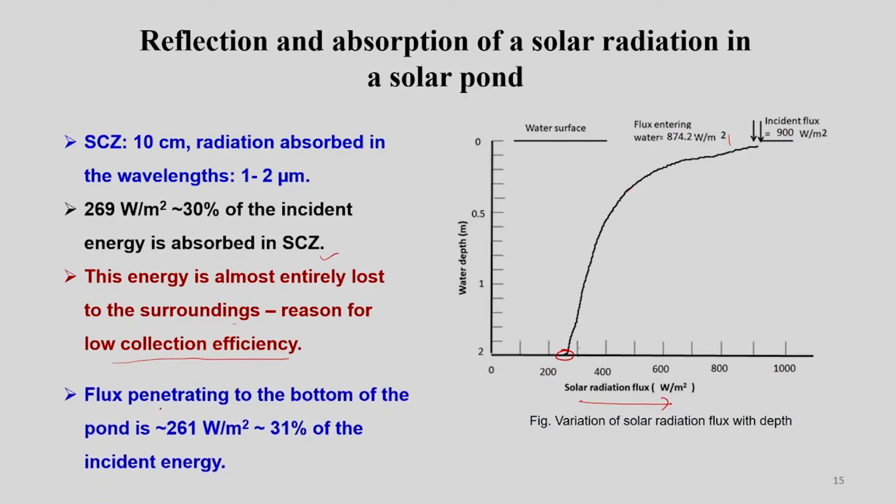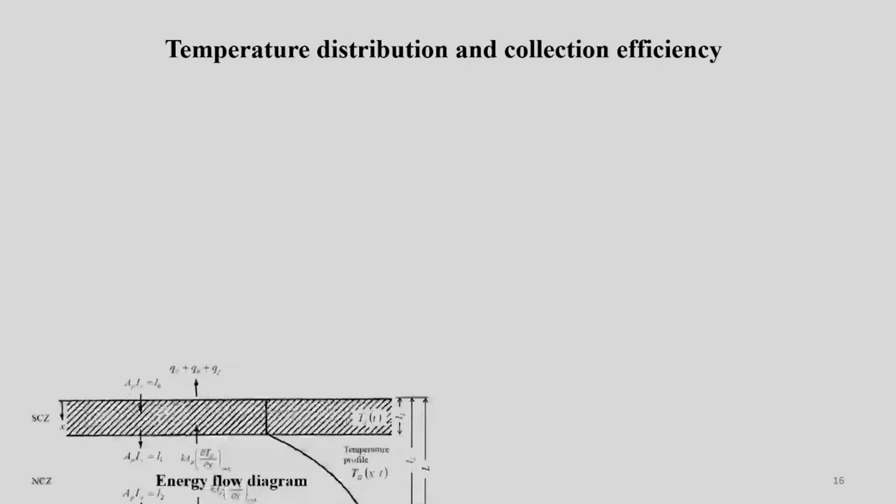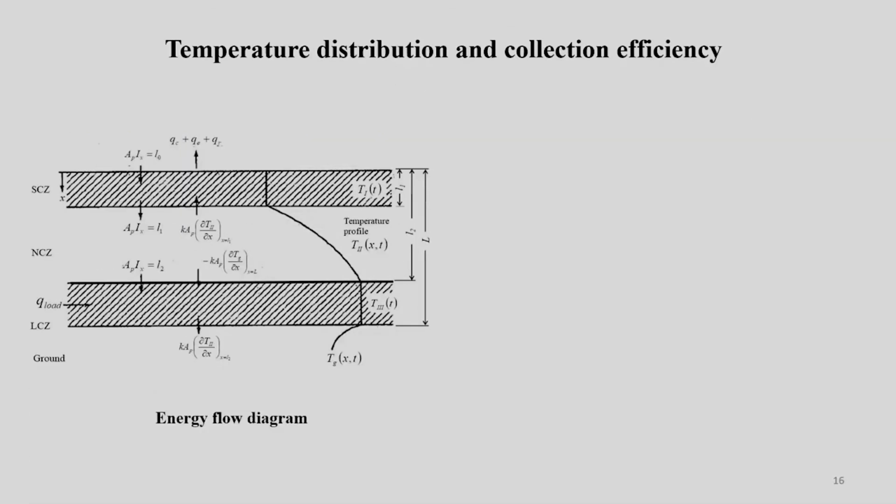And the flux which is penetrating to the bottom of the pond is about 261 watt per meter square, which is about 31% of the incident energy. So, that much energy is utilized for generation of hot water or maybe generation of electricity. Now, we are interested in temperature distribution and collection efficiency.